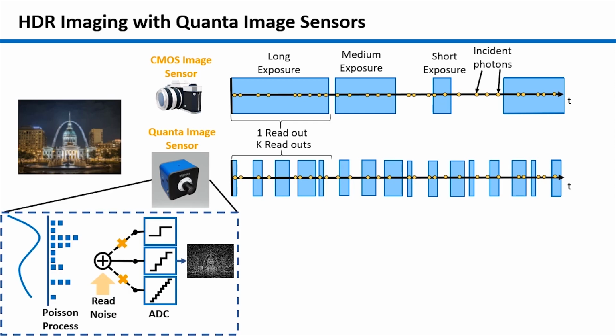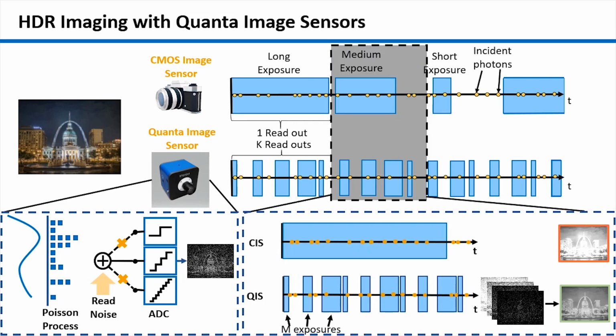This higher frame rate is possible because of the ability of QIS to work with lower bit depth in their ADC. In this work, we systematically show that when we use exposure bracketing with QIS, we can achieve dynamic range far greater than a standard CMOS image sensor, and we can achieve it in fraction of the time taken.